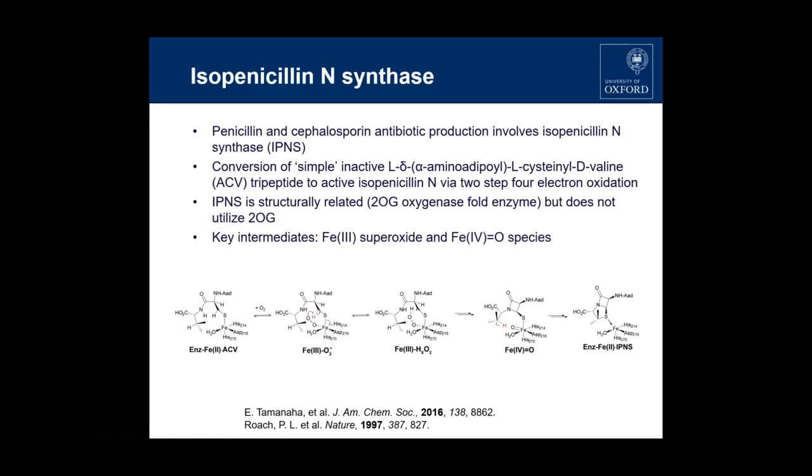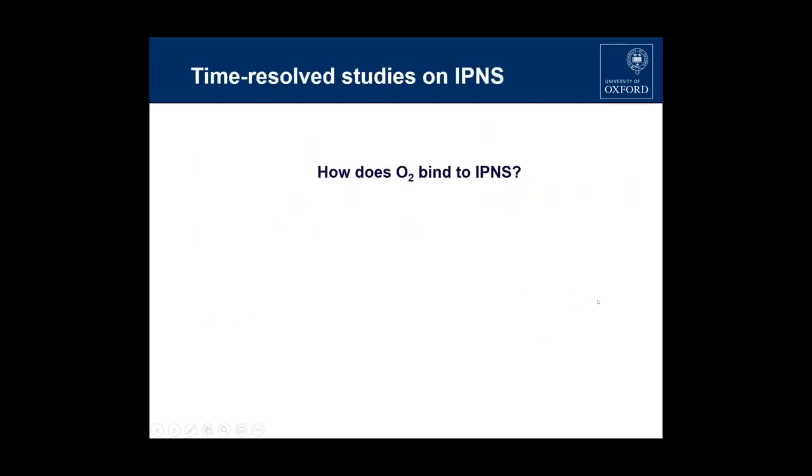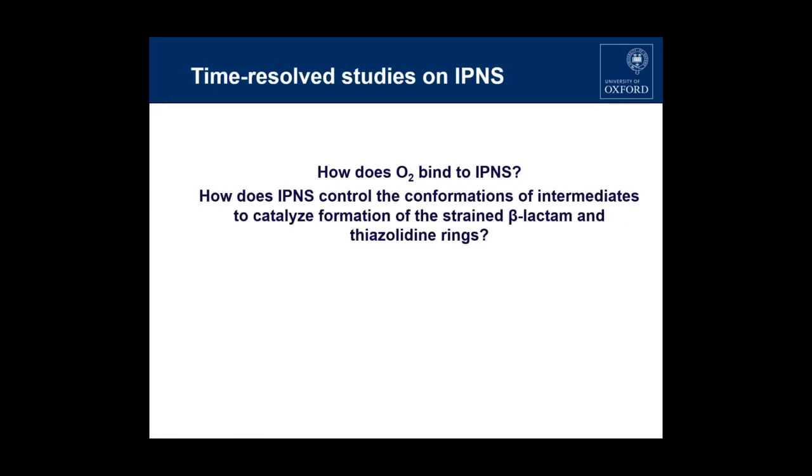And first of all, we have our iron(III) superoxo species. This is the first key intermediate in the reaction cycle. And then there is an iron(IV) intermediate also in the reaction cycle on the way to the really constrained IPN product. And we ask ourselves now, how does oxygen bind to IPNS? And how does IPNS control the conformations of intermediates to catalyze the formation of these really strained beta-lactam and thiazolidine ring systems?